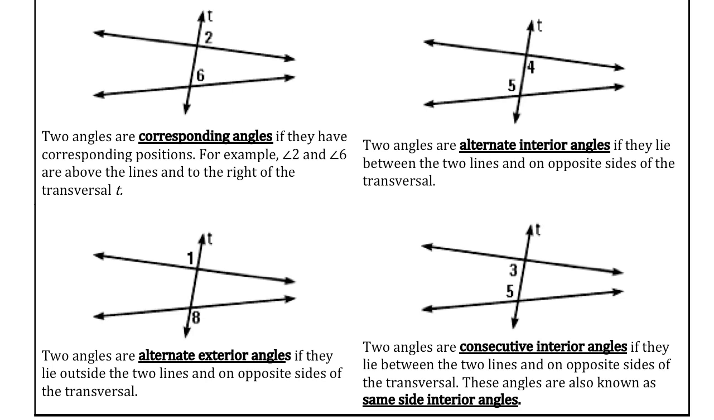Okay. And then next, alternate interior angles. Two angles are alternate interior angles if they are in between the two lines and they're on opposite sides of the transversal. So alternating sides of the transversal and on the interior of the lines, inside the lines. So that helps us remember alternate sides of the transversal on the interior of the lines.